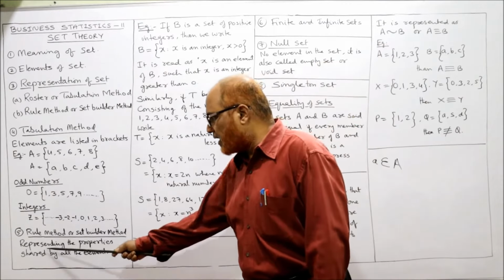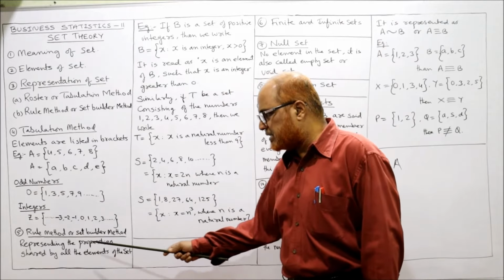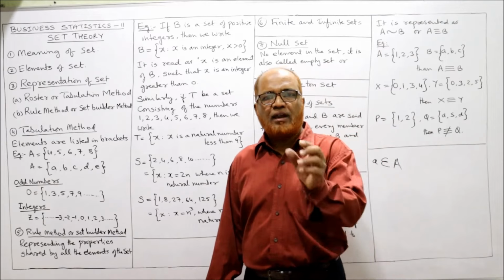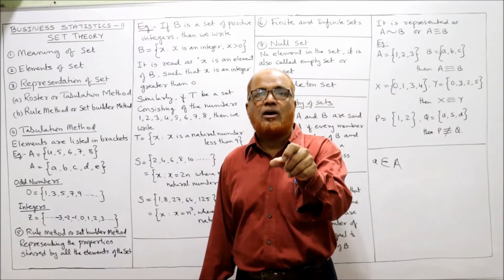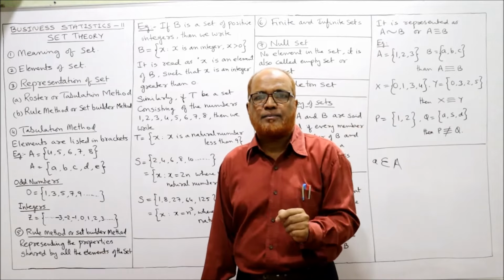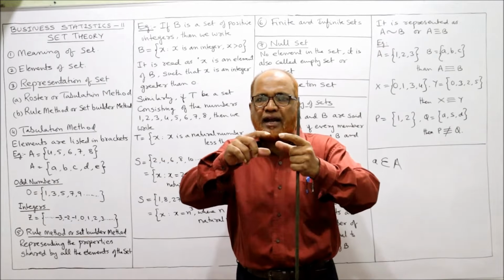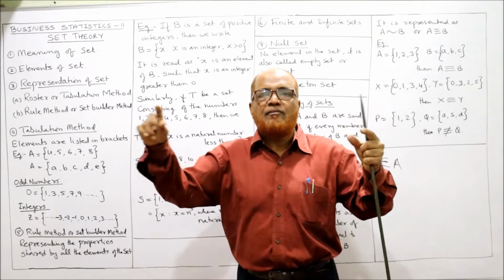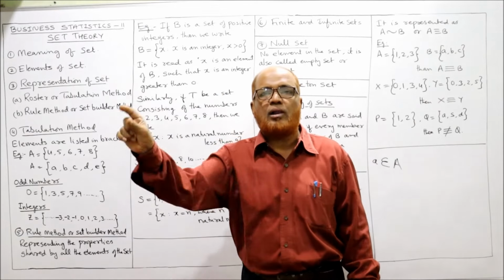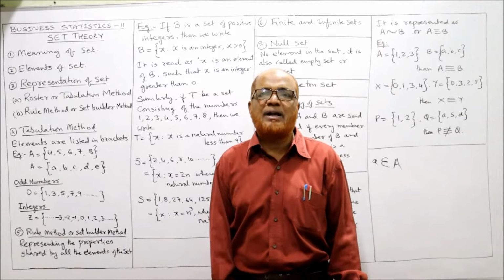So in simple words, we represent the properties shared by all the elements of the set. That means we write what is the property that is shared by all the elements in the set in bracket. So in bracket we are not writing down all the elements. We are simply writing down the rule which is shared by all the elements. That is called set builder method.